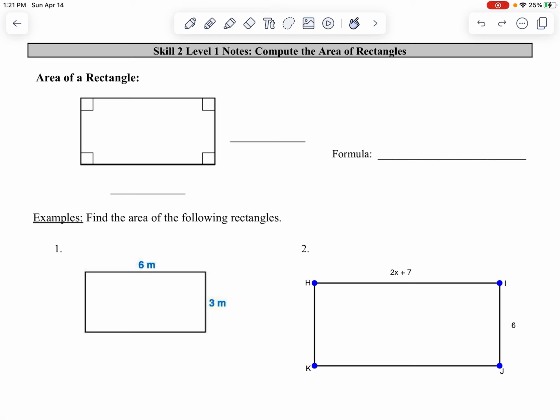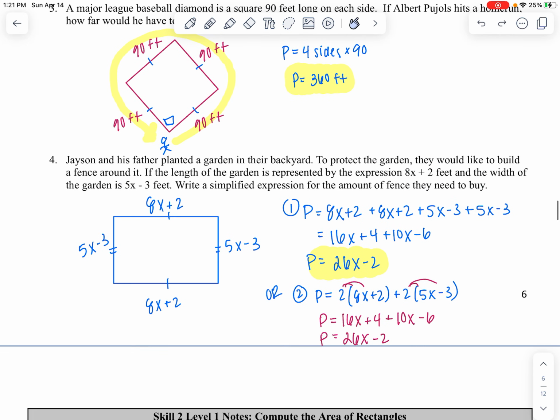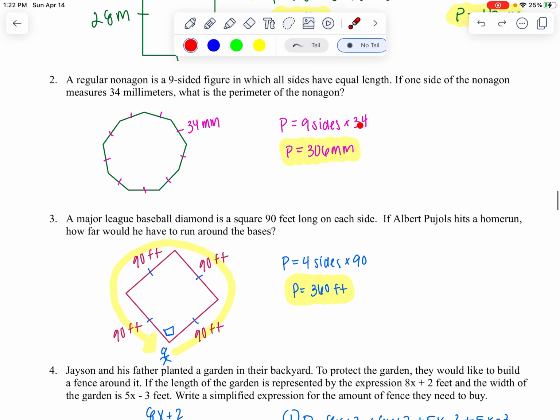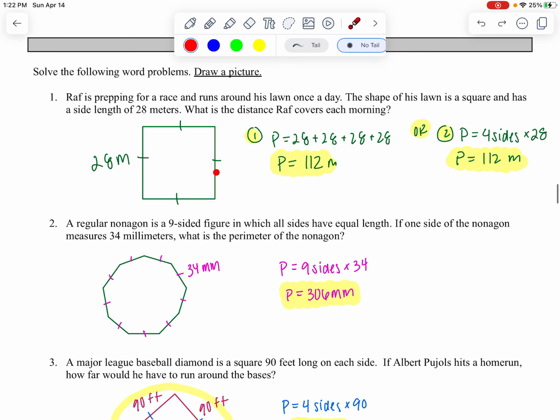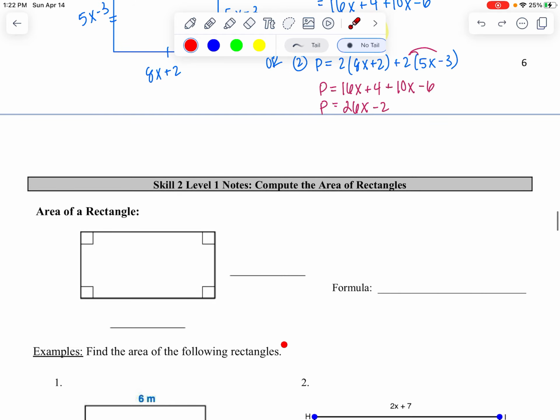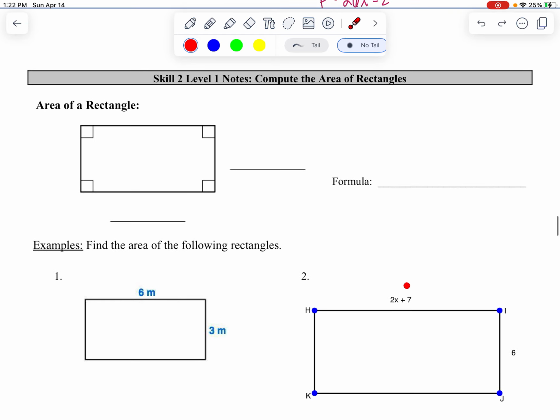Today we're going to talk about Skills 2 Level 1 notes, where we're going to compute the area of rectangles. Last Skills 1, we talked about calculating the perimeter of different shapes. We saw that if we're finding the perimeter of, in this case, a square, you just add up all your sides, or you can also do 4 times however much that side was, and that would give you the perimeter. A little bit different with area. We are only going to be doing multiplication in this case. Today we're going to talk about the area of specifically rectangles.